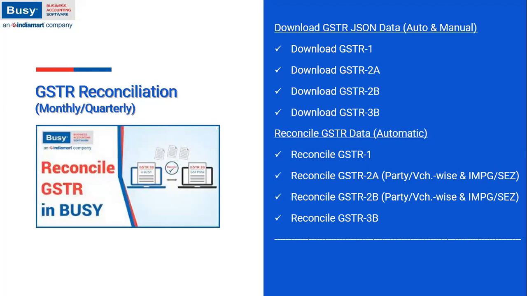GSTR1, GSTR2A, 2B, 3B, 2A party wise, voucher wise, import, special economic zone, all the reports of reconciliation are available. You have to open the report only, and status will show you whether this transaction is mismatched or not, whether summaries are mismatched or not. So automatic reconciliation is possible in Busy software. You have to download the JSON data, and you can reconcile the returns in this software. No need to go on GST portal. So this feature is very important for GST taxation. You can use this feature.